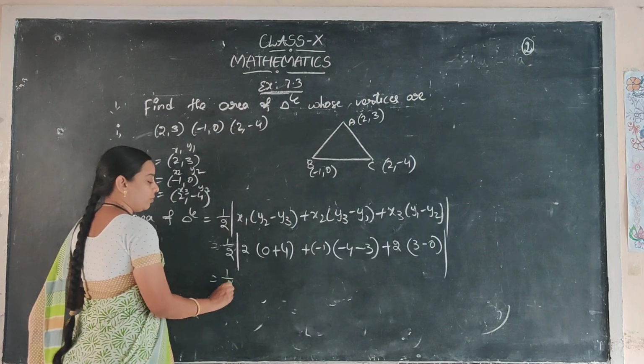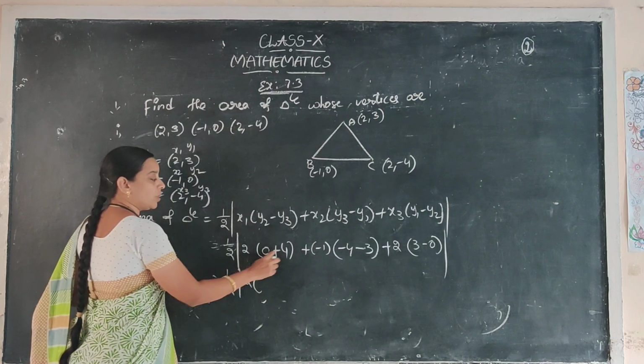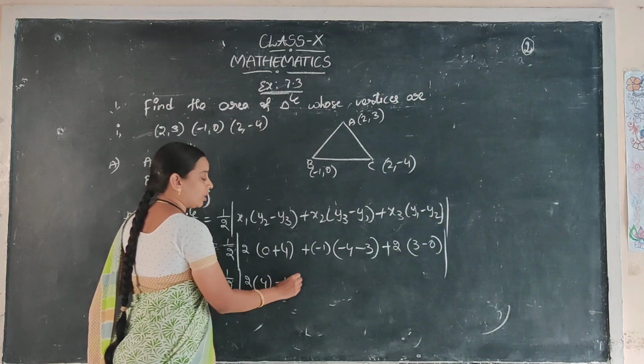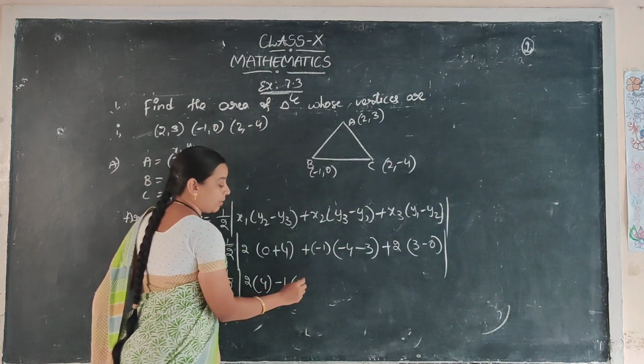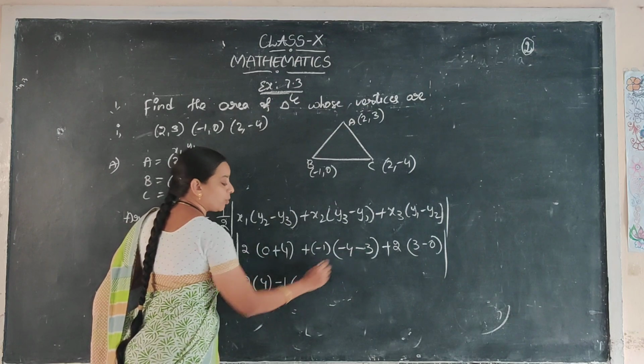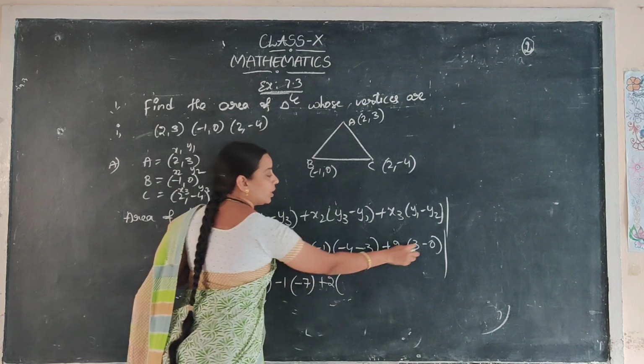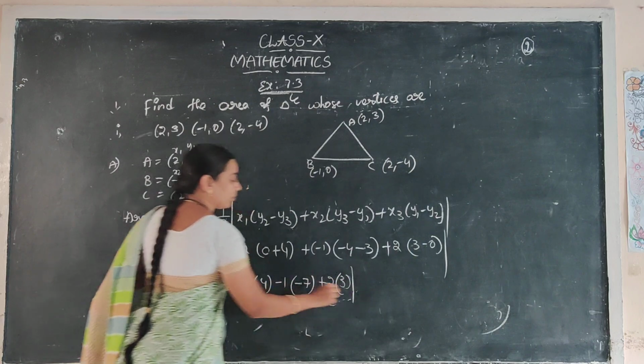Now half into 2 of (0 plus 4), 4. Plus into minus, minus 1. Both are negative numbers with the same symbols, so add both numbers: minus 4 minus 3, minus 7. Plus 2 into (3 minus 0), 3.